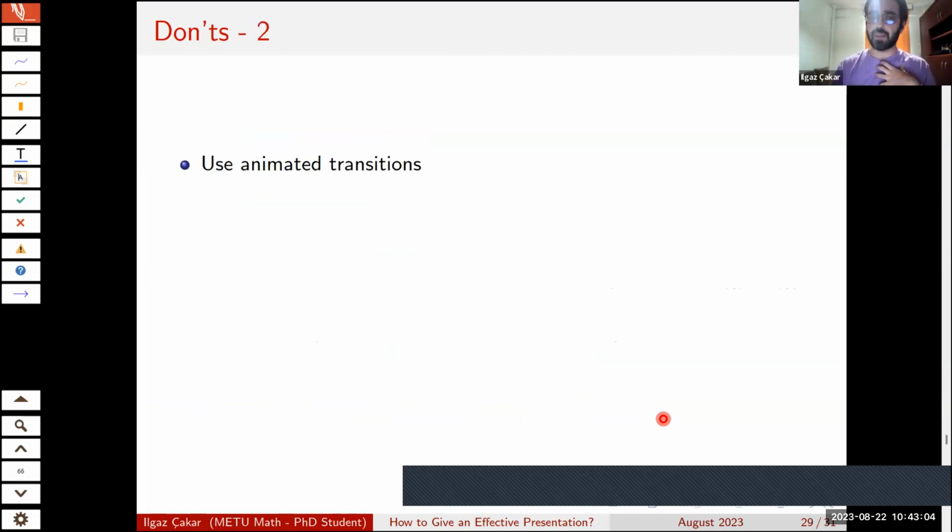Do not use animated transitions, please. This is an academic presentation. We should give a lot of focus on your talk to follow it. So animated transitions are just distractions. They're nothing more. They won't add value to your presentation. So do not use them.